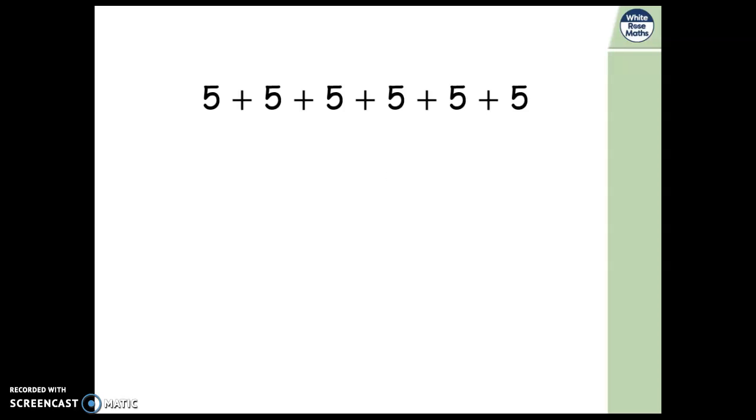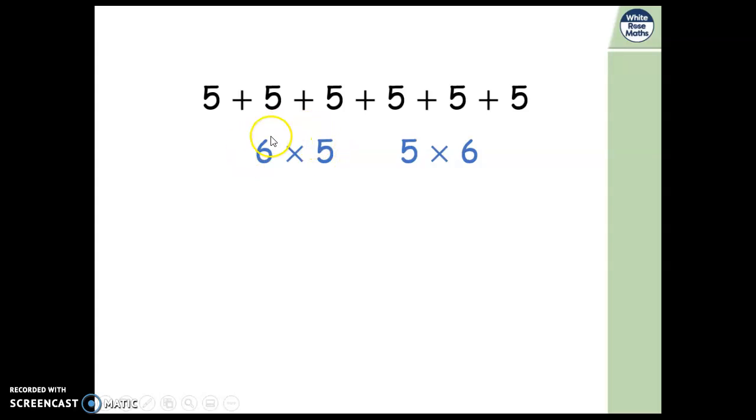This question, we don't have any pictorial resources to help us, so we are just looking at this here. Now, we've got 5, add 5, add 5, add 5, add 5, add 5. Now, if we were to put that into looking at groups, we need to think of that number 5 as a group. So we have 1 group, 2 groups, 3 groups, 4 groups, 5 groups, 6 groups. We've got 6 groups of 5.